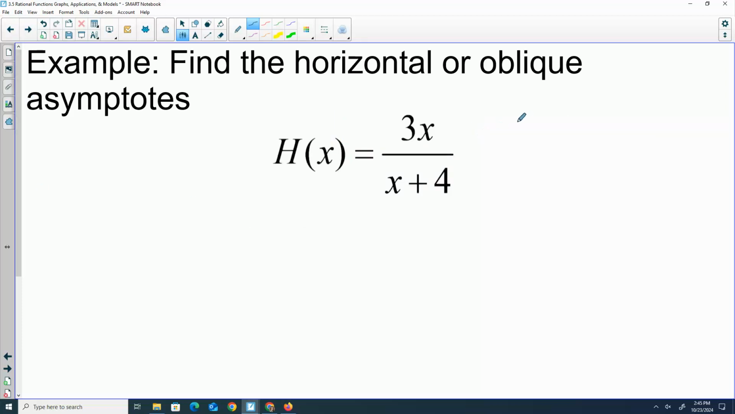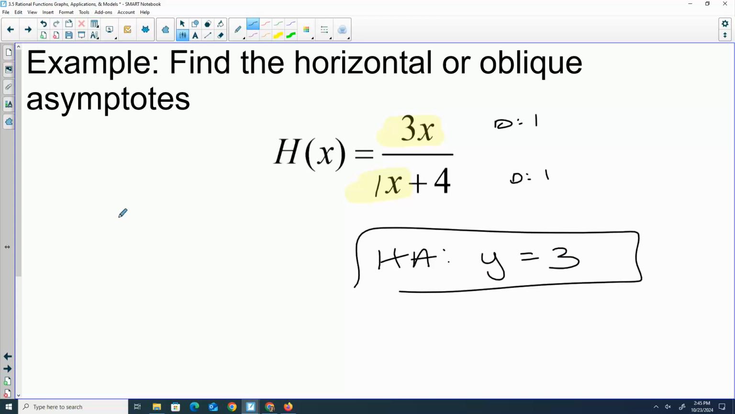If I look at this one, what's the degree of the top? What's the degree of the bottom? If it's the same degree, it's a horizontal. And we just have to think about dividing. If I set up this division, 3x divided by 1x is 3. So it's a horizontal, y equals 3. If you don't like that, you could work it out. 3x divided by x is 3. Okay, so if you can see it, great. If not, do your division.